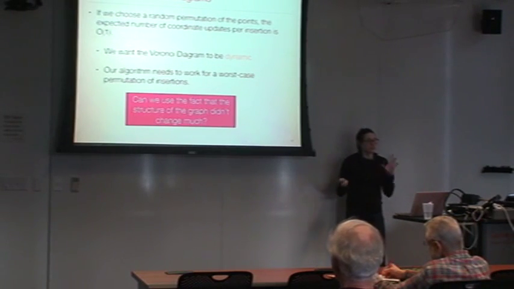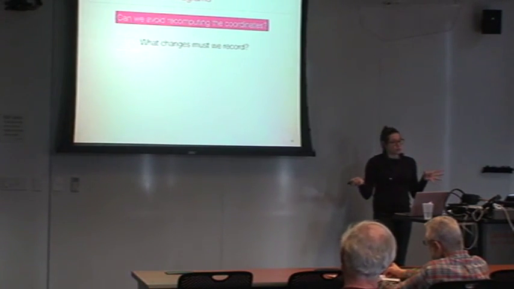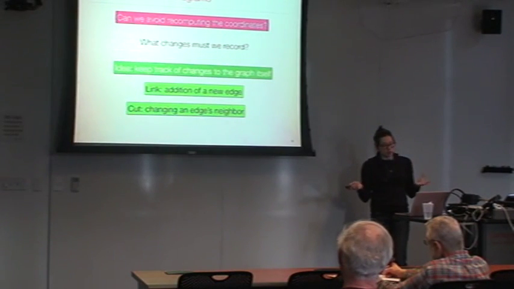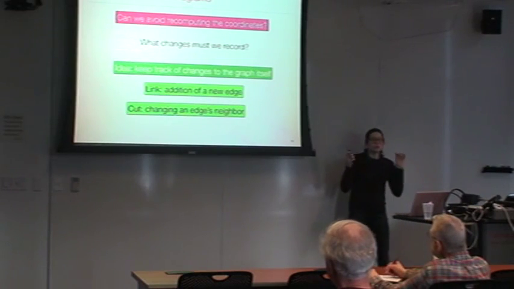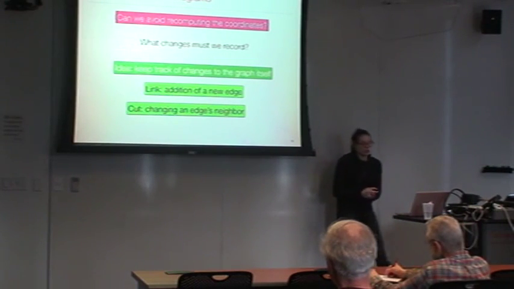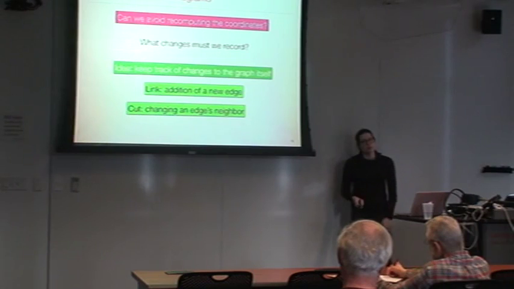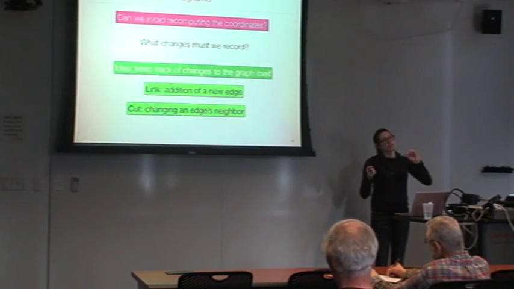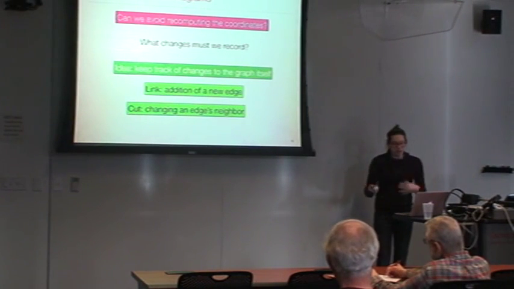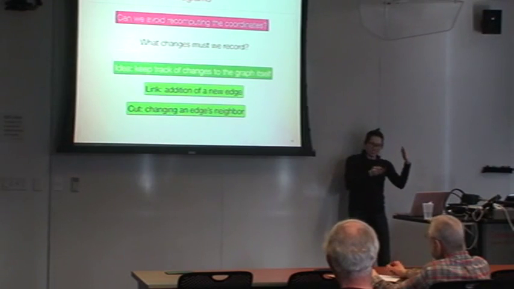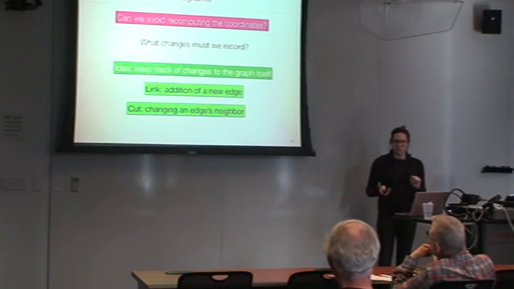So can we use the fact that the structure of the graph didn't change very much? And the answer is yes. So can we avoid recomputing those coordinates? What changes do we have to keep track of? So the idea is that we actually record changes to the graph itself, as opposed to the embedding or the coordinate values. So we count links, which are the addition of a new edge, or a cut, which is changing an edge's neighbor. You can think of it as if you were to take an edge and say suddenly now it's adjacent to this other edge, as opposed to before, then that would be a cut. Or even if you just think of a picture of an edge, like if you were to cut it in half, that's actually a better way of thinking of it, even though it's not as formal.